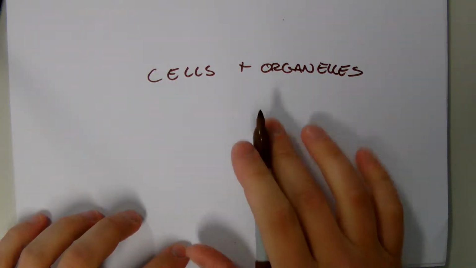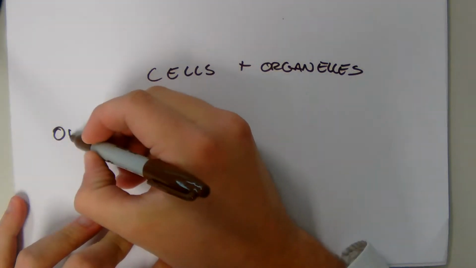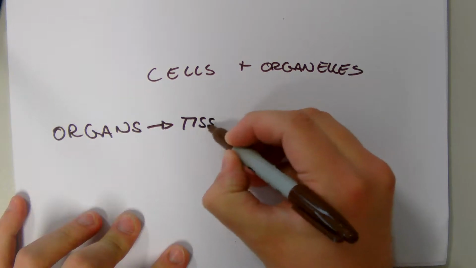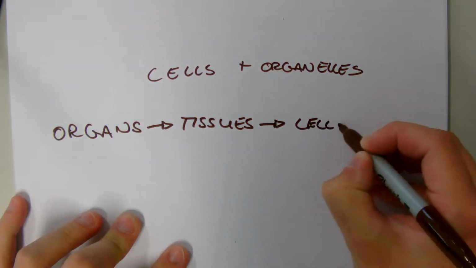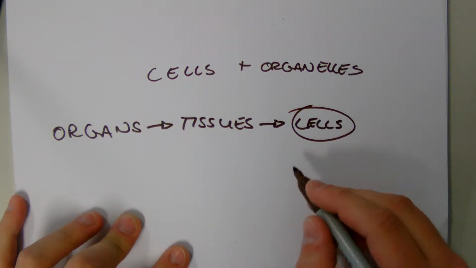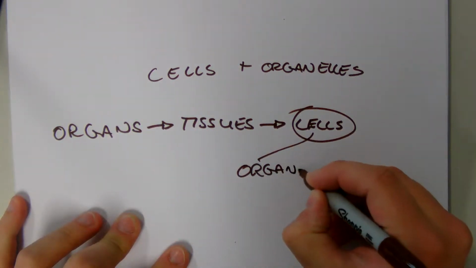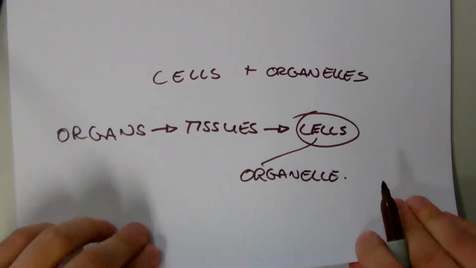Right, a little chat about cells and organelles. We are made up of organs, and organs are made up of tissues, and tissues are made up of cells. Now, we know that kind of from primary school, but what we're looking at now is the inside of the cell itself. Within the cell, there are a multitude of organelles. An organelle is just a fancy term for a small bit inside a cell.